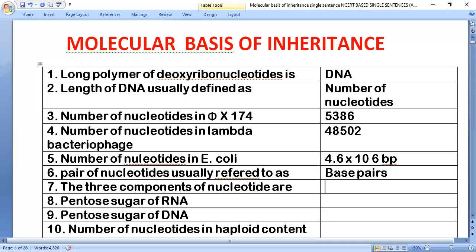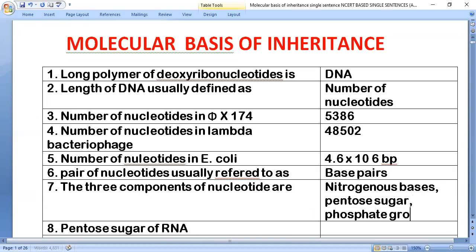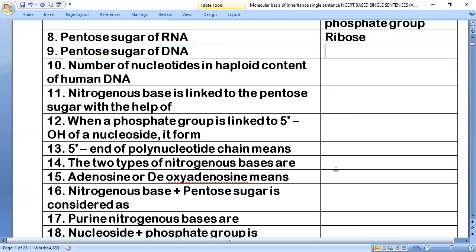The three components of nucleotides are nitrogenous bases, pentose sugar, and phosphate group. Pentose sugar of RNA: ribose sugar. Pentose sugar of DNA: deoxyribose. Number of nucleotides in haploid content of human DNA: 3.3 into 10 to the power of 9 base pairs.